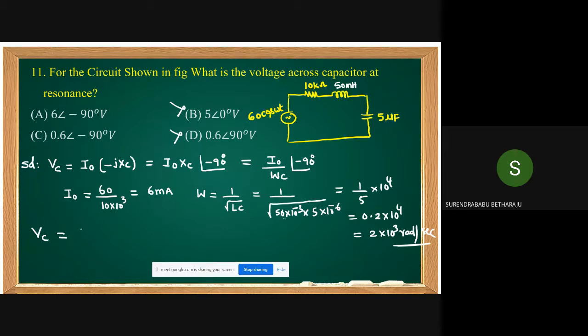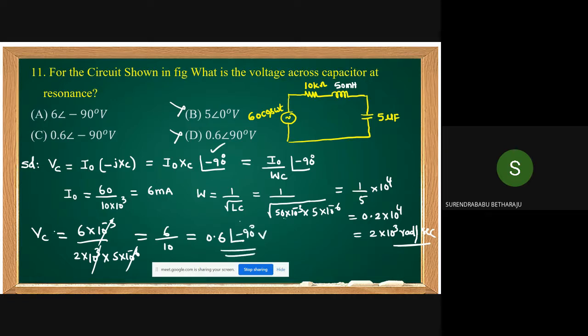What is I naught? You got 6 milliampere, 6 into 10 power minus 3. What is omega? 2 into 10 cube. What is the capacitance? 5 microfarad, 5 into 10 power minus 6. Do this calculation, students. What are you getting? The 10 cube, 10 power minus 6, 10 power minus 3 cancel. Then 6 by 10, that is how much? 0.6. But the angle of minus 90 degrees is there already. 0.6 at an angle of minus 90 degrees volts. Then which option is correct? Option C is correct.